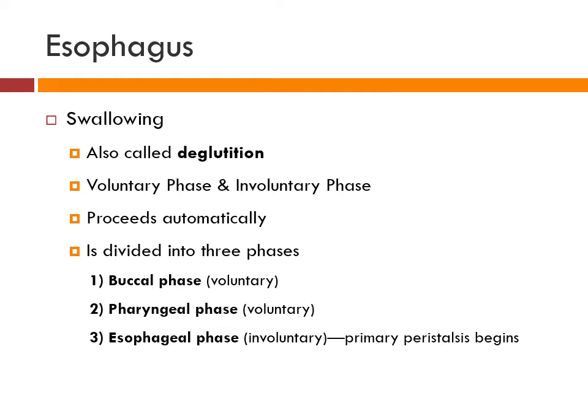Swallowing is also called deglutition. There's a voluntary phase and an involuntary phase. The voluntary phase would utilize the skeletal muscle. The involuntary phase would utilize the smooth muscle down at the bottom, and it proceeds automatically. So once food hits that, it's a swallowing reflex, which makes you start to swallow. It's divided into 3 phases: the buccal phase, which is voluntary, the pharyngeal phase, which is voluntary, and then the esophageal phase, which is involuntary. And that's that lower section of smooth muscle where peristalsis begins.